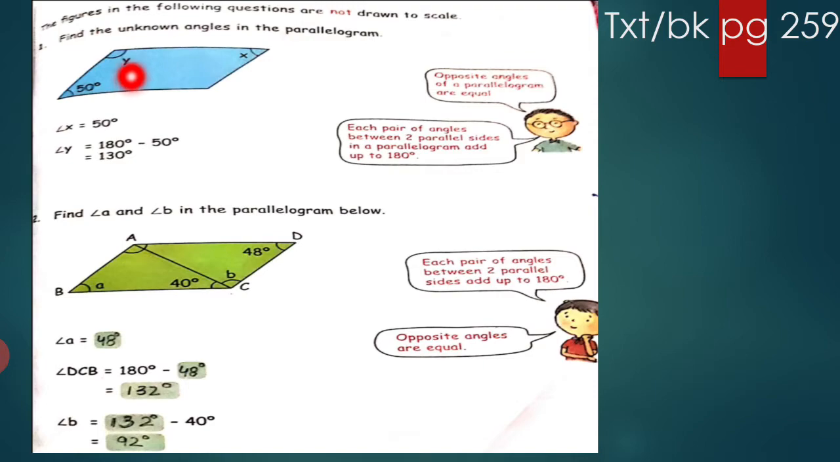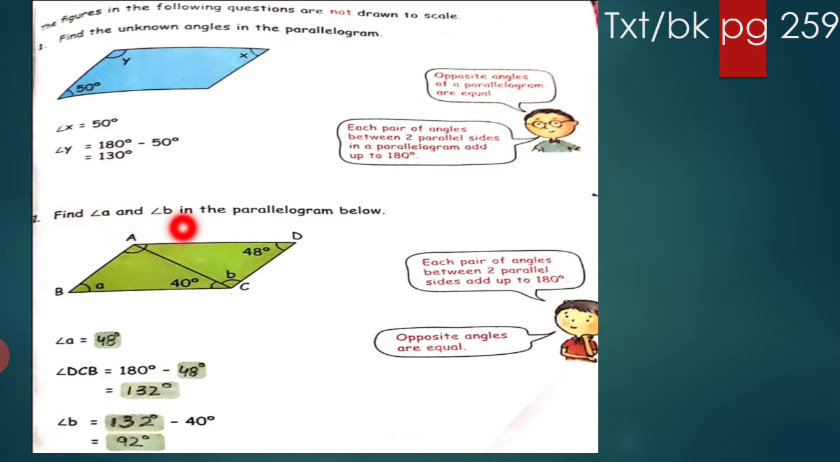In order to find angle Y, students, as angles inside the parallel sides add up to 180 degrees, and one of them is given to you, you are supposed to find angle Y. You have to write like that: angle Y is equal to 180 degrees minus 50 degrees, which gives you 130 degrees. Here is example number 2, students.